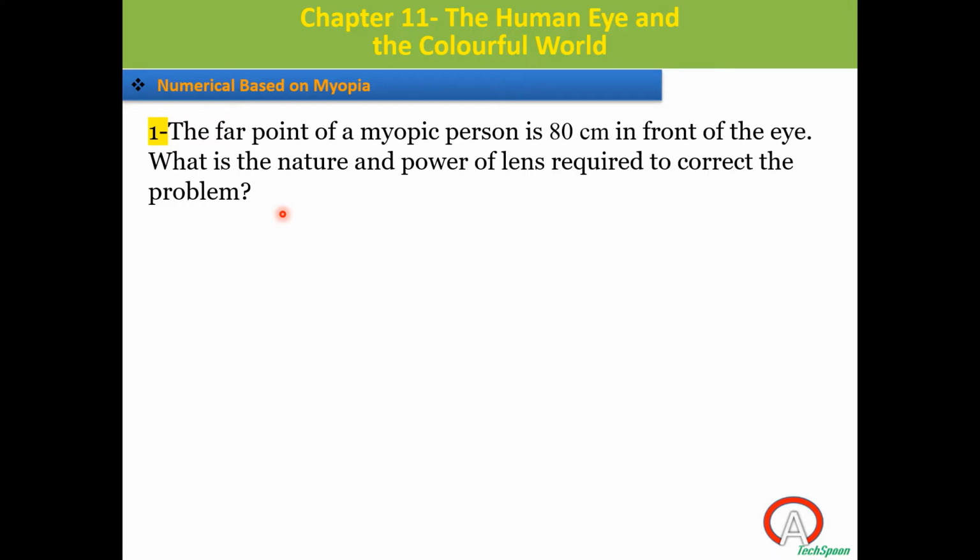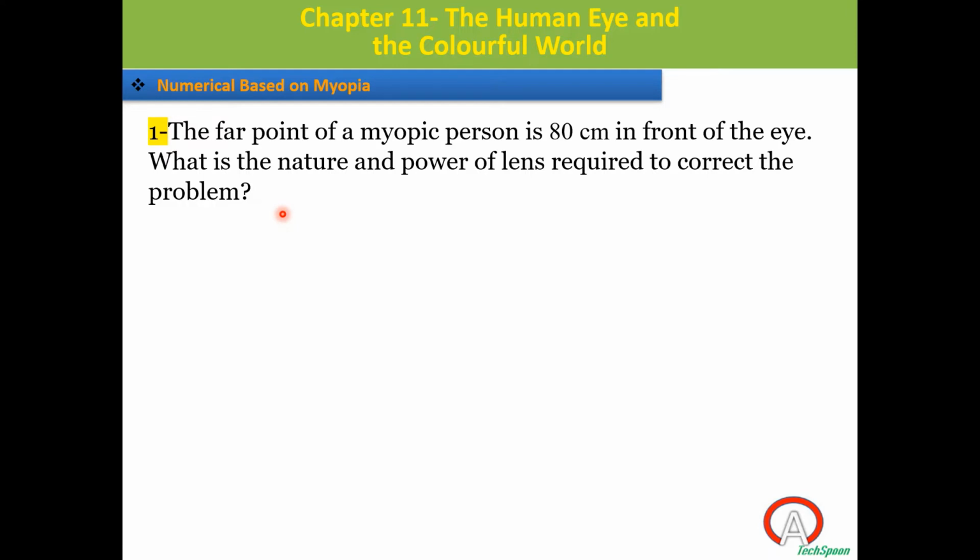So let me ask, what is the near point and what is the far point of a normal eye? Normal eye means without any defect. What is the near point? 25 centimeter is the near point, right? And what is the far point? Infinity. That means long distance, that may be 3 meter, 5 meter, 6 meter away. So that is the normal eye.